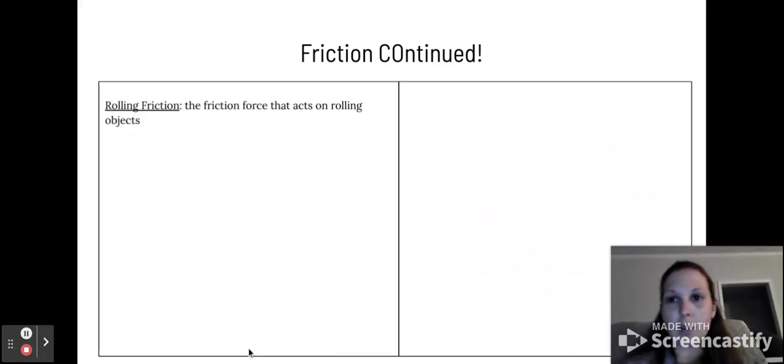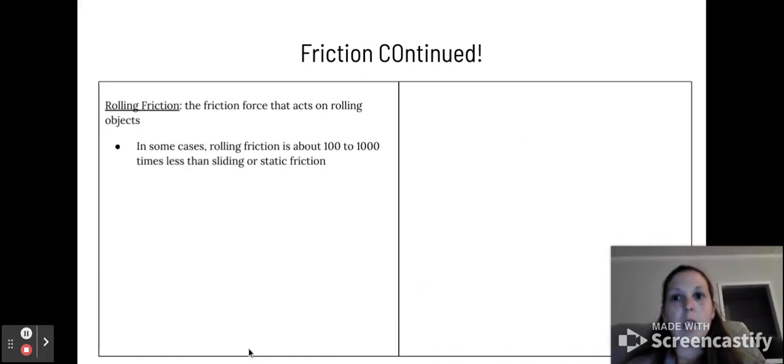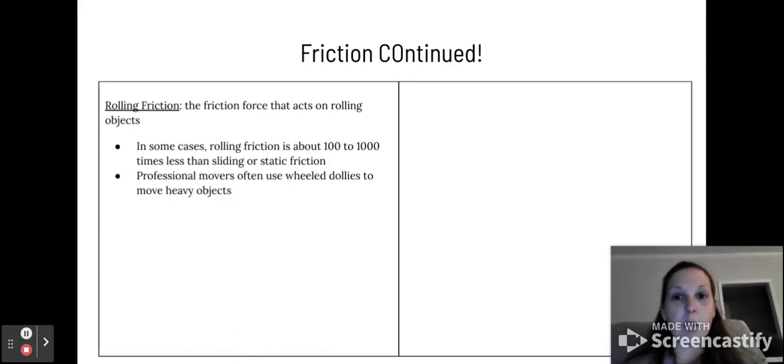Our next one is rolling friction, and this is the friction force that acts on rolling objects. Think of things with wheels. In some cases, rolling friction is about 100 to 1,000 times less than sliding or static. That's why when you're moving something, a lot of times you put it on a dolly that has wheels, and it's super easy to move at that point. Professional movers often use wheeled dollies to move heavy objects because that allows things to move much easier with a lot less force applied.